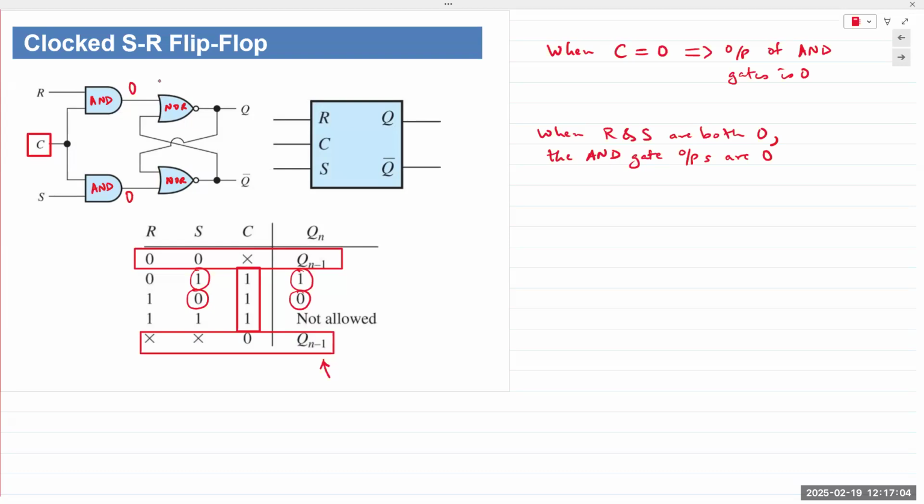And then as usual, if both inputs are high, meaning 1 and 1, that state is not allowed because we cannot predict the output. It's unpredictable. So we would ensure that our inputs never go high at the same time. And that remains standard. The symbol for a clocked SR flip-flop is the standard symbol, a box with an R and S, and you now have a third input in the center.